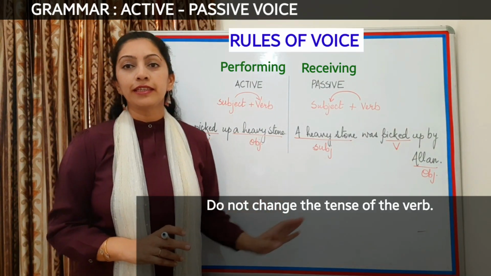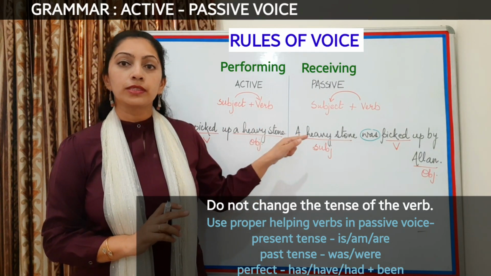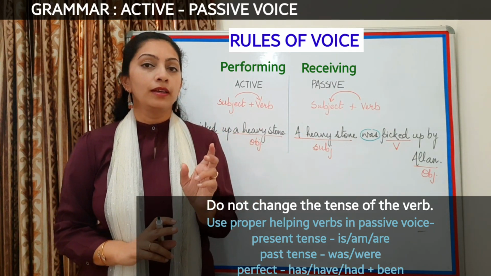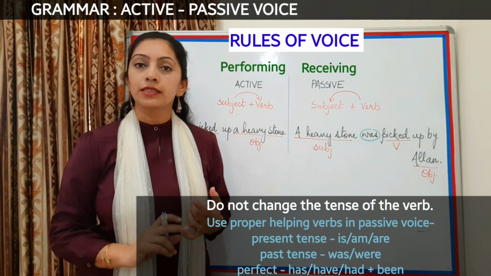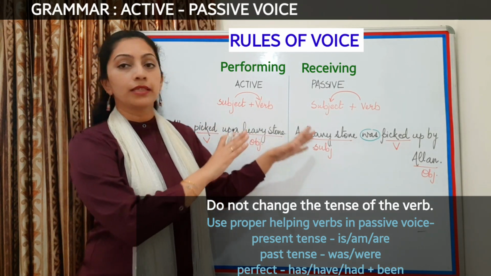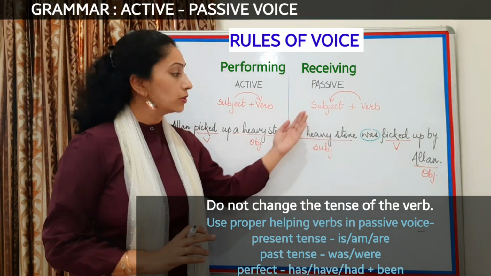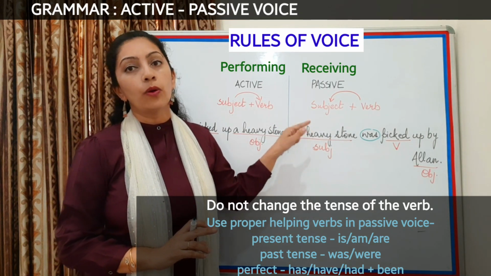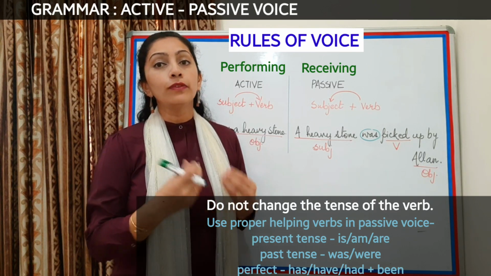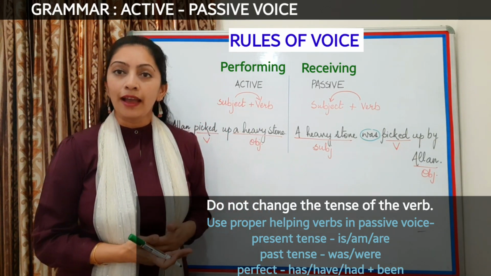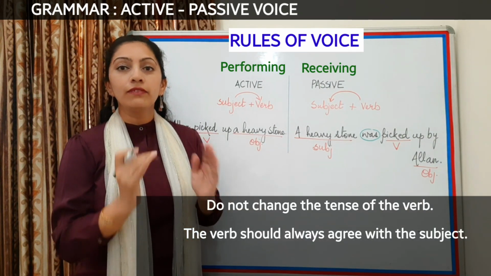Do not change the tense of the verb. Whenever we are making active into passive voice, the passive sentence always has a helping verb which will tell us which tense is denoted. When the tense is present, we basically use words like is, am, are. Again, that depends on the subject, whether it is singular or plural. If it's past, we use words like was, were, or if it's perfect tense, we use words like has, have, had.